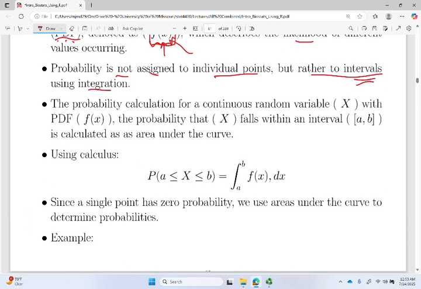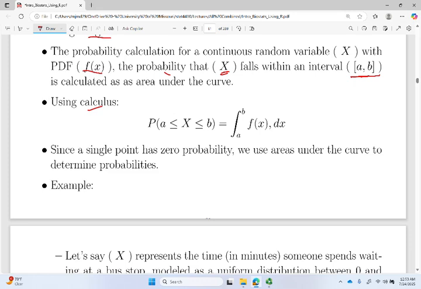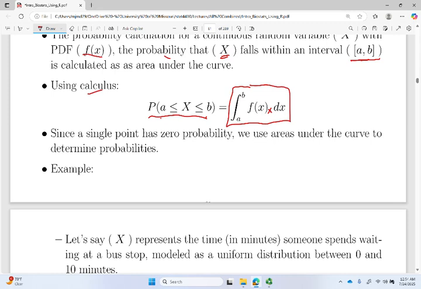So we have a continuous density and a random variable, and the probability that X falls within an interval is the area under the density curve from A to B. Using calculus, which we're not going to assume knowledge of in this class, the probability that X is between A and B is done using this. It's the area under the curve from A to B.